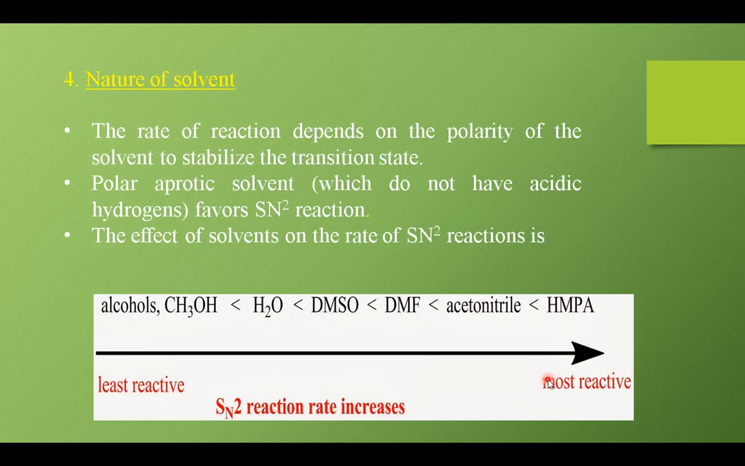Last factor is nature of solvent. The rate of reaction depends on the polarity of the solvent to stabilize the transition state. There are two types of solvent: polar protic solvent and polar aprotic solvent. Polar aprotic solvent favors SN2 reaction and this is a type of polar solvent which does not have acidic hydrogen. This diagram shows the increasing order of effect of solvents on the rate of SN2 reactions.